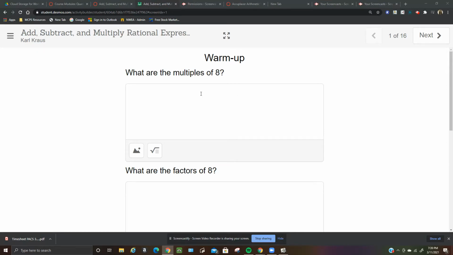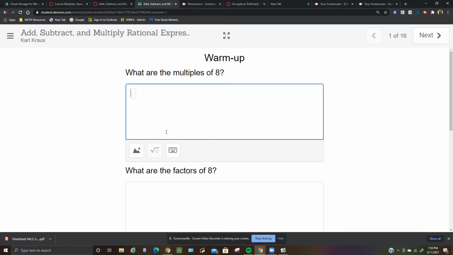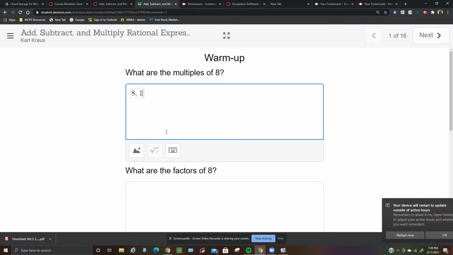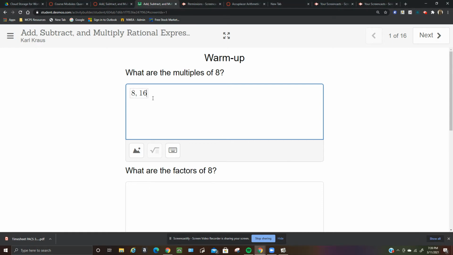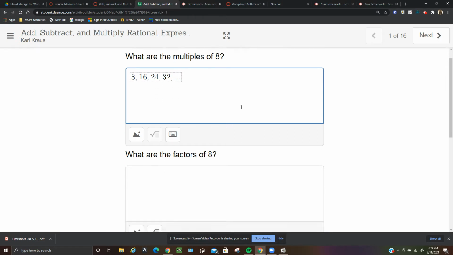The first question here in the warm-up on add, subtract, and multiply rational expressions is what are the multiples of 8? So that means you just multiply 8 times 1, you get 8, and 16. And then that's 2 times 8. 3 times 8 is 24. And 4 times 8 is 32, and so on. So we could keep going forever. Those are multiples of 8.